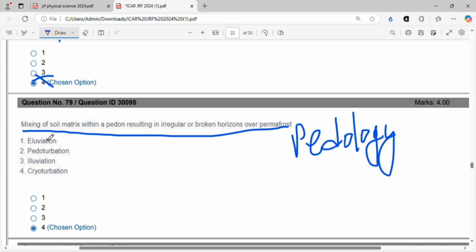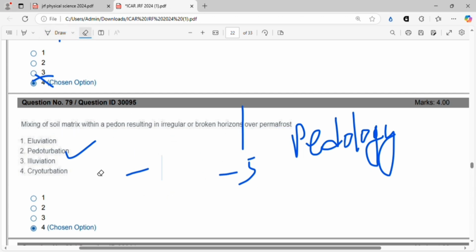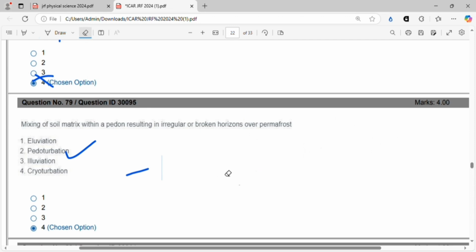So, mixing of soil matrix within a pedon resulting in irregular or broken horizons. Until this, if you read, you will feel like, oh, I know the answer is pedoturbation. If you mark pedoturbation, you will get a big -1. And this is not -1, this will be -5. Because this was a very easy question that you should have answered perfectly correctly, but you are marking it wrong just because you did not read the question properly. You just read it hastily and mark the wrong answer and you get a -5. All right. So for avoiding that -5, what we need to do? We need to read the question correctly.